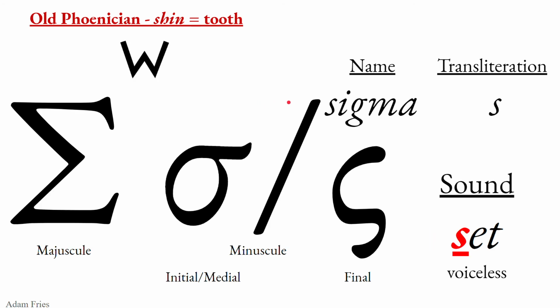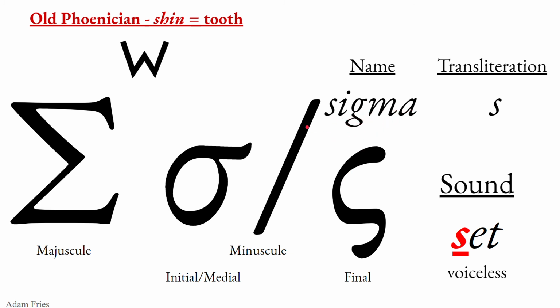The Old Phoenician shin, a tooth. So turn this guy on his side and you'll get the capital sigma. Now we have an initial medial version of sigma, this guy, also the final version. So we don't use this form when it's at the end. We use the final version at the end of a word, this sigma.